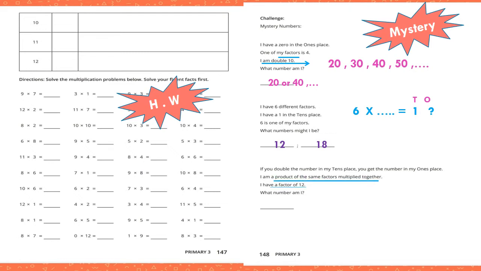I have a factor of 12. So from these numbers, 3 times 3 equals 9, 4 times 4 equals 16, 5 times 5 equals 25, 6 times 6 equals 36. I will choose 6 times 6 equals 36 because 6 is a factor of 12, and also if you double the tens place, you will get the ones place. So the answer is 36.